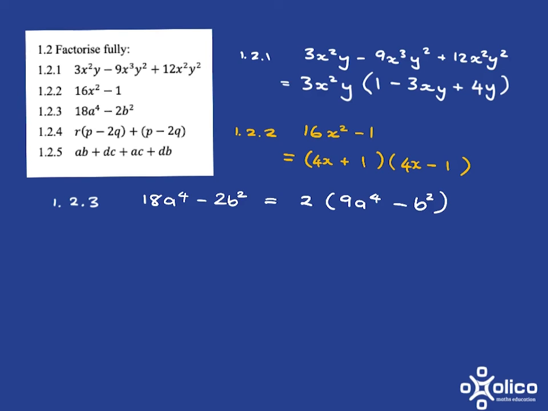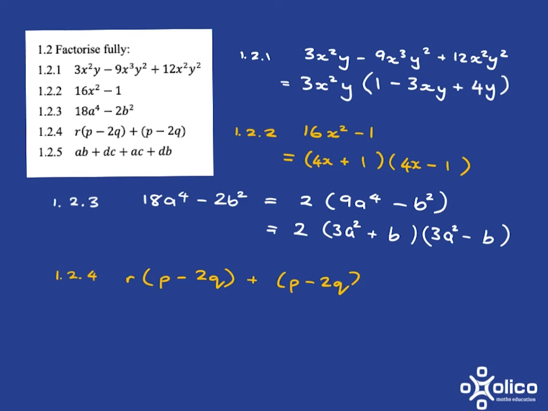Do you recognize 9a to the 4 minus b squared? What kind of factorization would go with that? Hopefully you also recognize that that is a difference of 2 squares. So the b squared is very easy, right? That must come from plus b minus b. Your 9, no problem. 3 times 3 gives you 9. And what about your a to the 4? Well, it's going to be a squared multiplied by a squared, which gives you a to the power of 4.